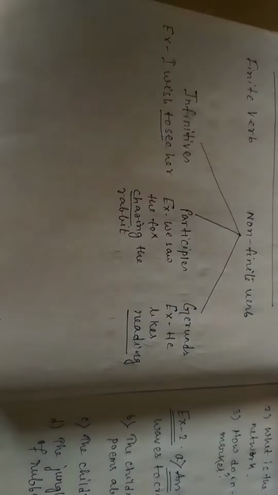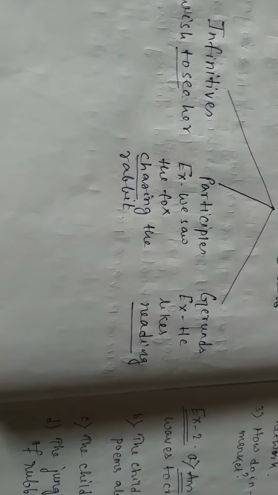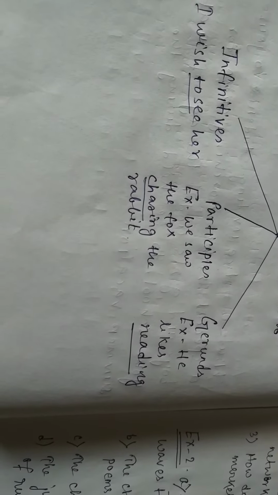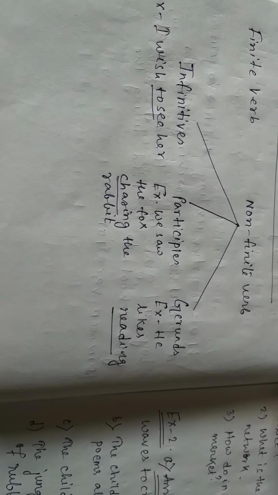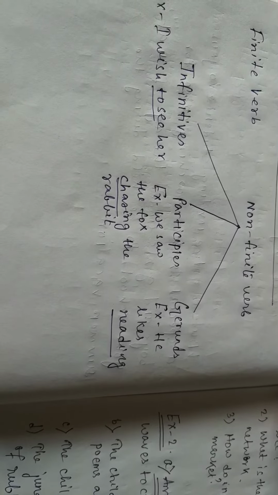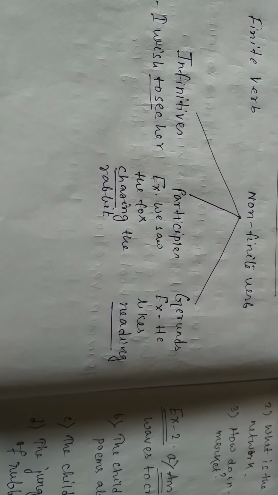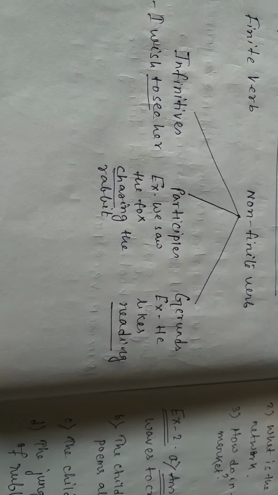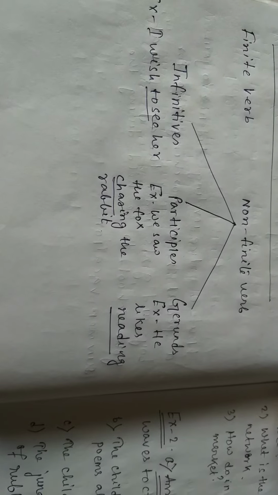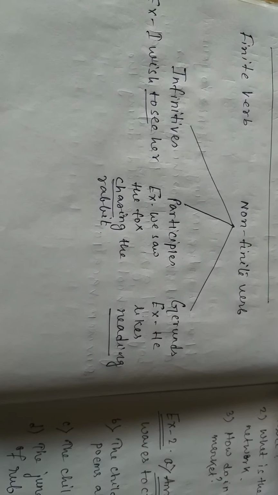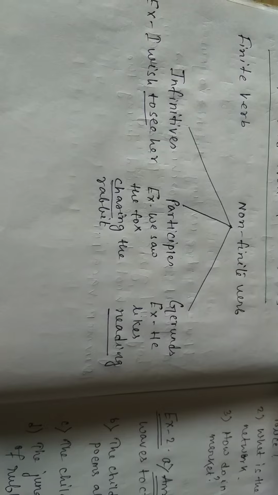Now what is a gerund? A gerund is a non-finite verb formed by adding ing to the base form of a verb. It functions as a noun in a sentence. Here take example. He likes reading. Here reading is the gerund because in reading we are getting the ing form, so reading is the gerund.